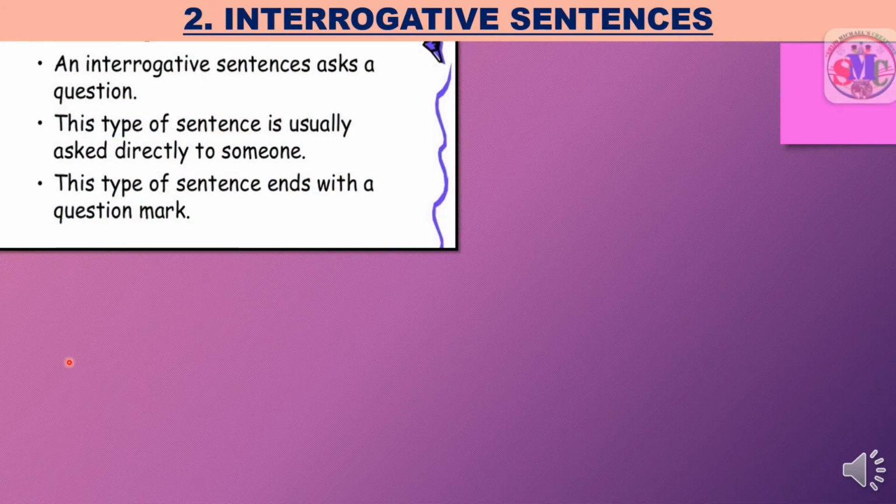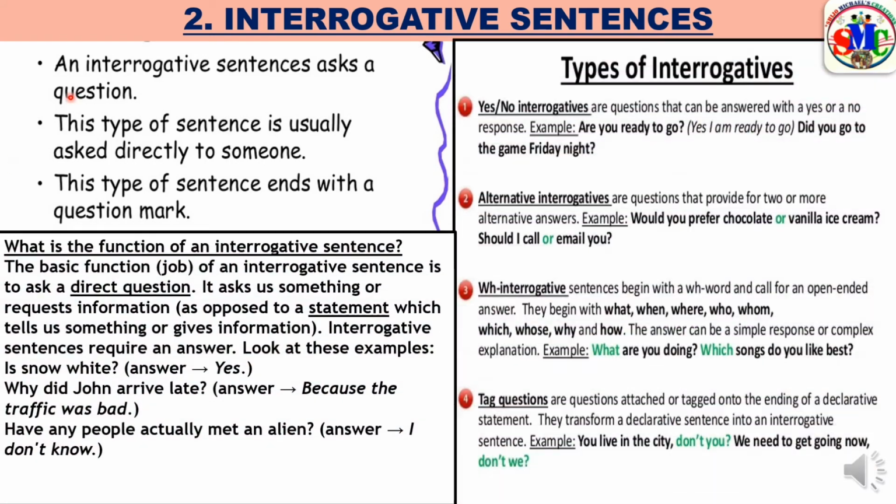Now let us learn about interrogative sentences. An interrogative sentence asks a question. This type of sentence is usually asked directly to someone. This type of sentence ends with a question mark. This is a question, so definitely it should end with a question mark.